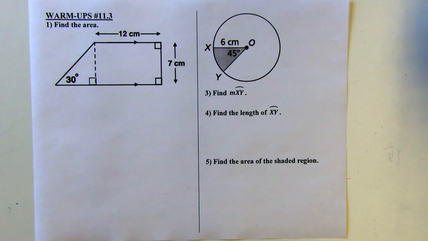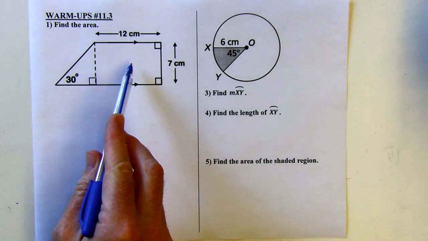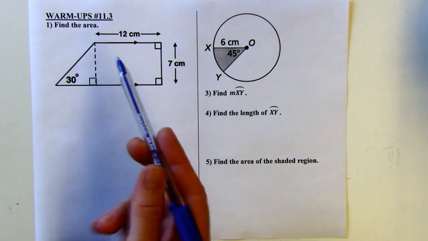Okay, here's warm up 11.3. We're going to find the area of this figure. Okay, so this is going to end up being a rectangle, and I've got a right triangle as well.